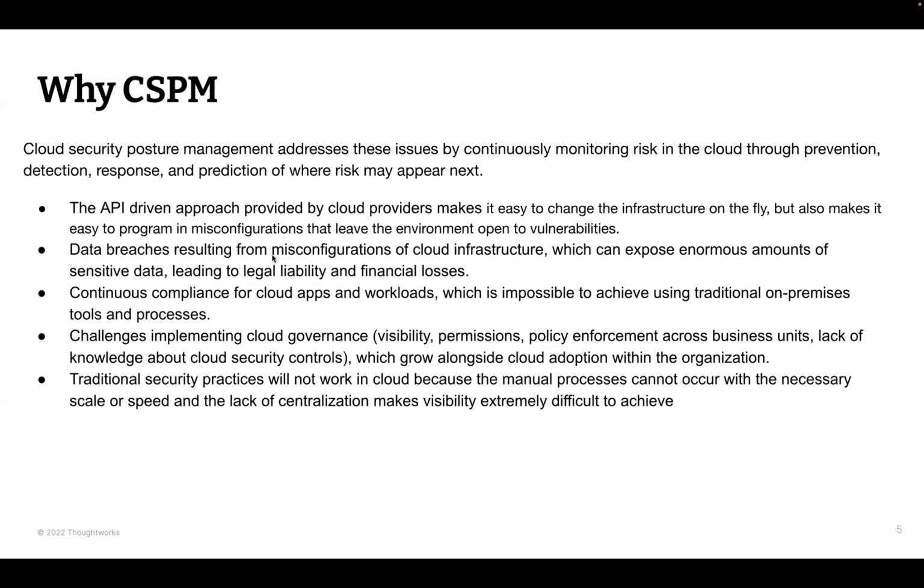And as I said, data breaches result from misconfiguration. If you keep an S3 bucket or any data unattended, hackers will get a chance to do a data breach, as we have seen, and it caused a lot of financial loss and legal liability for the organization as well. And then continuous compliance. The compliance term here is when we go for the CIS benchmark, AWS basic benchmark, or other benchmarks. The CSPM tool provides continuous compliance of cloud apps and workloads, which is impossible to achieve using traditional or on-premises tools.